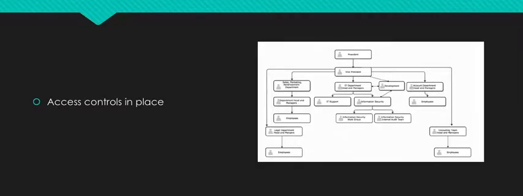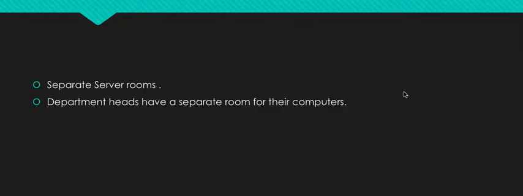About assets and their protection. At JSDM, there are access controls in place where specific information can be accessed only by certain people. Please refer to the JSDM operational hierarchy diagram that's shown here. Next, we talk about the sensitive system isolation. JSDM servers have a separate room dedicated to them. Department heads have a separate room for their computers.